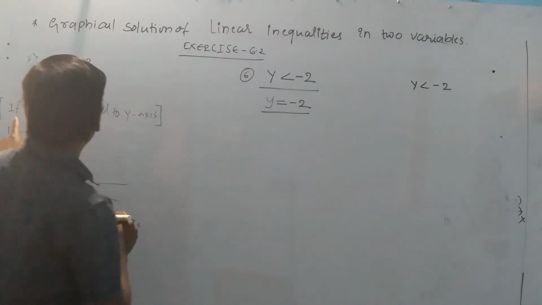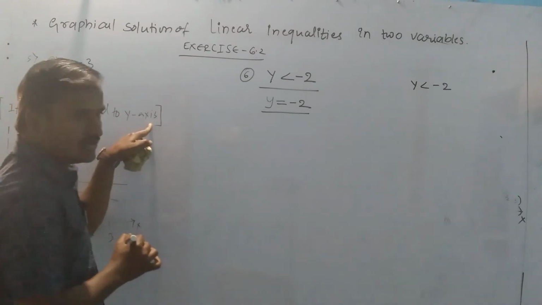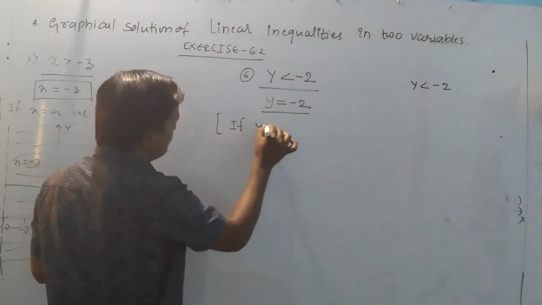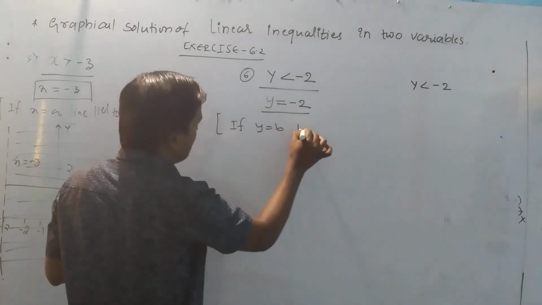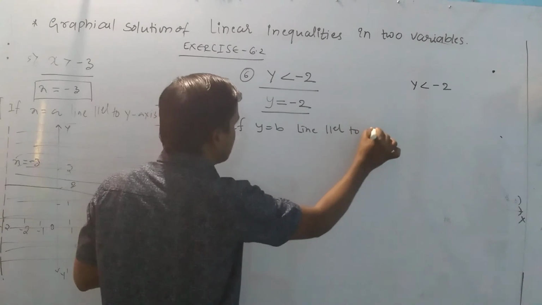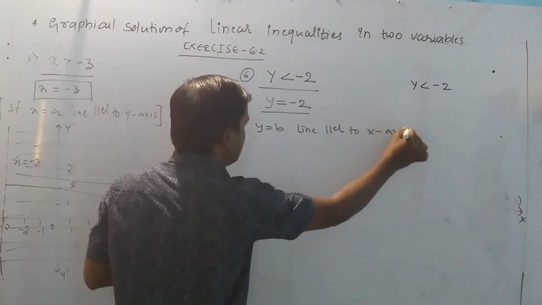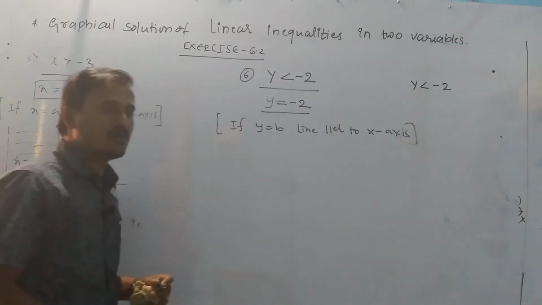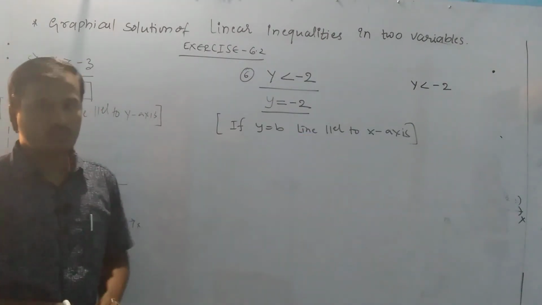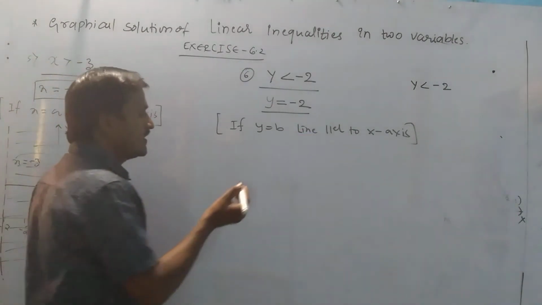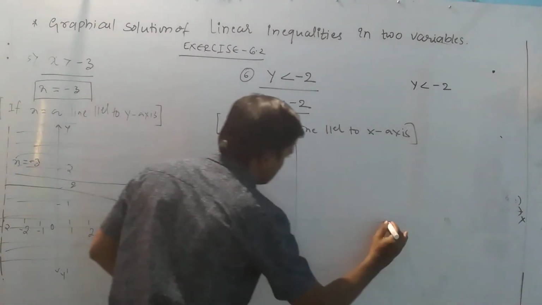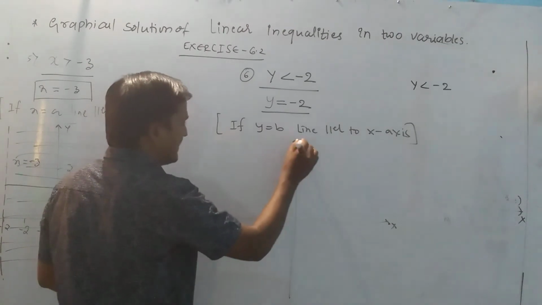So here I have written, if x equal to a, the line is parallel to y axis. So similarly, if y is equal to b is there, then the line is parallel to what? x axis, right? Any equation of the form y equal to b is a line parallel to x axis. Okay, now we have to draw a line. That line is parallel to x axis.